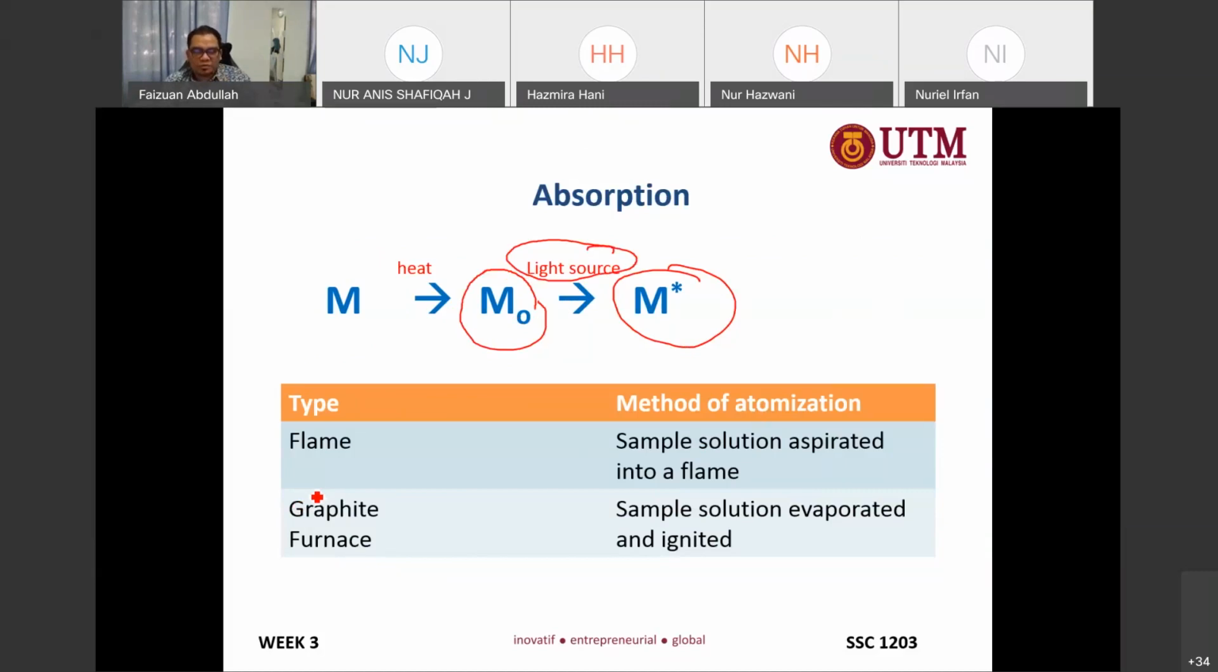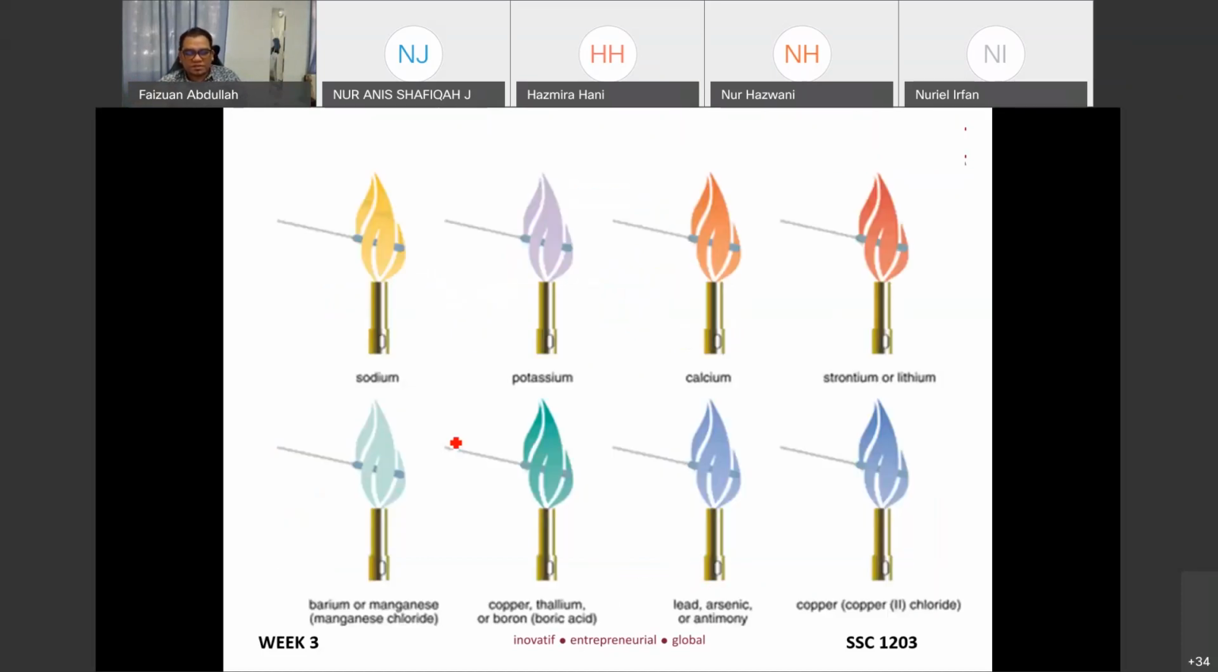We have two types of atomization of the sample. We have flame: we burn the sample using flame. We have gas; normally we use acetylene or nitrous oxide to burn the sample. The method of atomization is that the sample solution is aspirated into the flame. And then we have the graphite furnace. In the graphite furnace we have a graphite tube, and we put a small amount of the sample inside the tube, and then we heat the sample inside the tube. The sample solution evaporates and ignites.